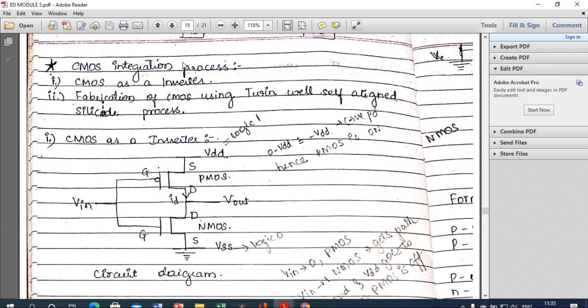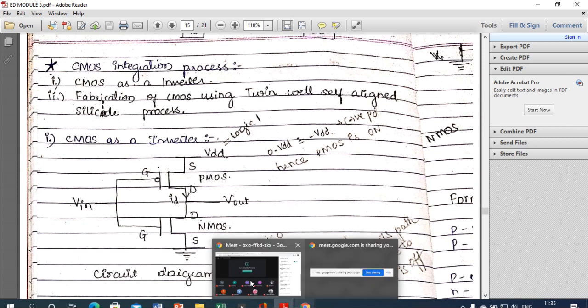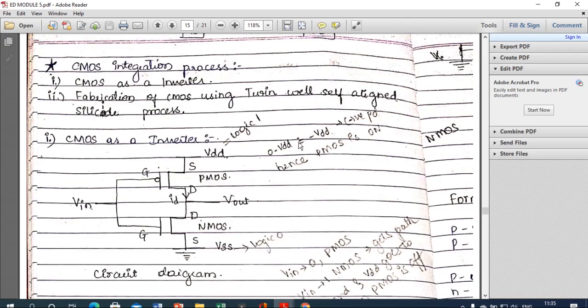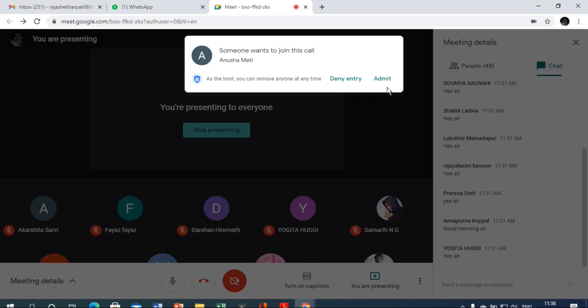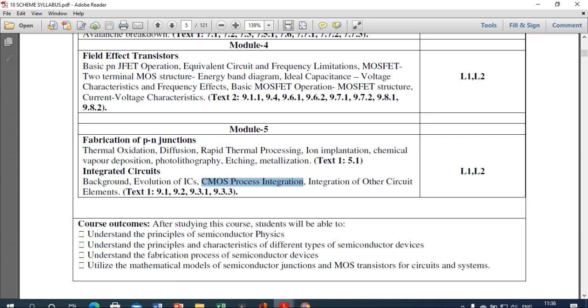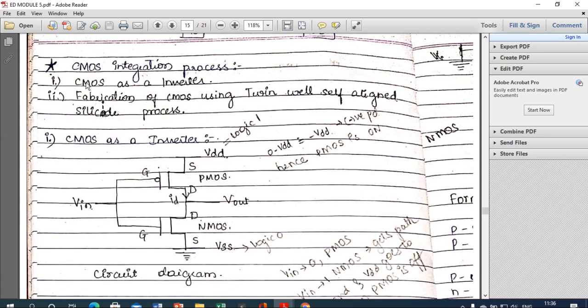So this is CMOS integration process, okay? It's a very simple topic. In that, we are going to discuss two topics. One is CMOS as an inverter. The second is fabrication of CMOS using twin well self-aligned silicide process. So these are the two topics which we are going to discuss about CMOS process integration. So now we will start with the first one, that is CMOS as an inverter.